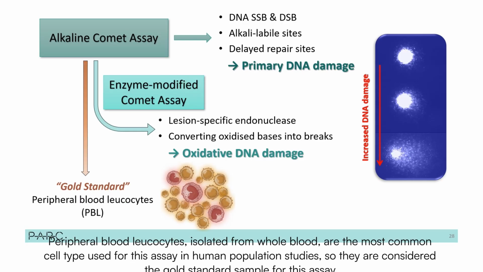Peripheral blood leukocytes, isolated from whole blood, are the most common cell type used for this assay in human population studies. So they are considered the gold standard sample for this assay.